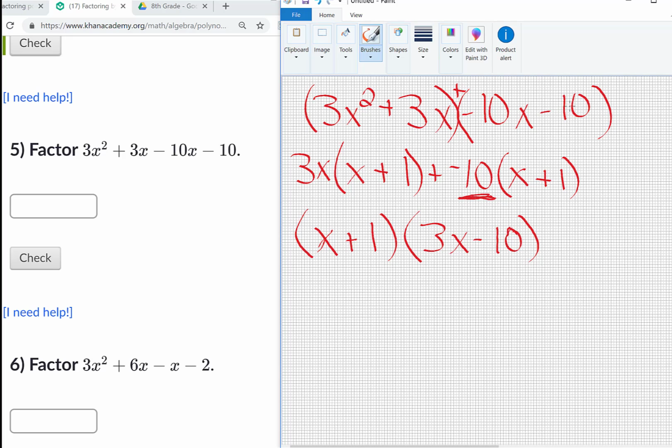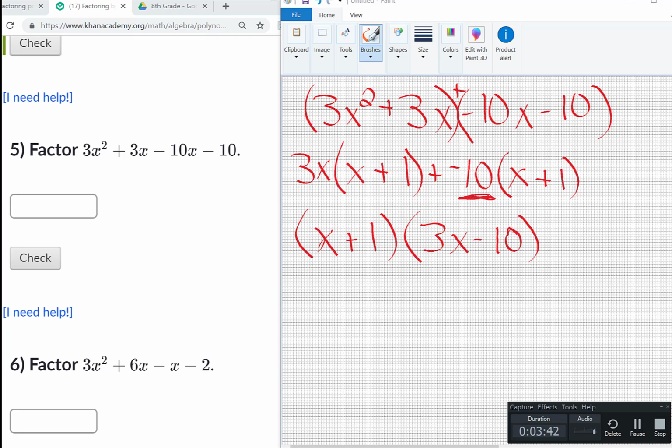Okay, so let's go ahead and do one more. Look at number 6 on the bottom there. Go ahead and copy that down, then pause your video, and then the answer will pop up. So here would be the answer to that.